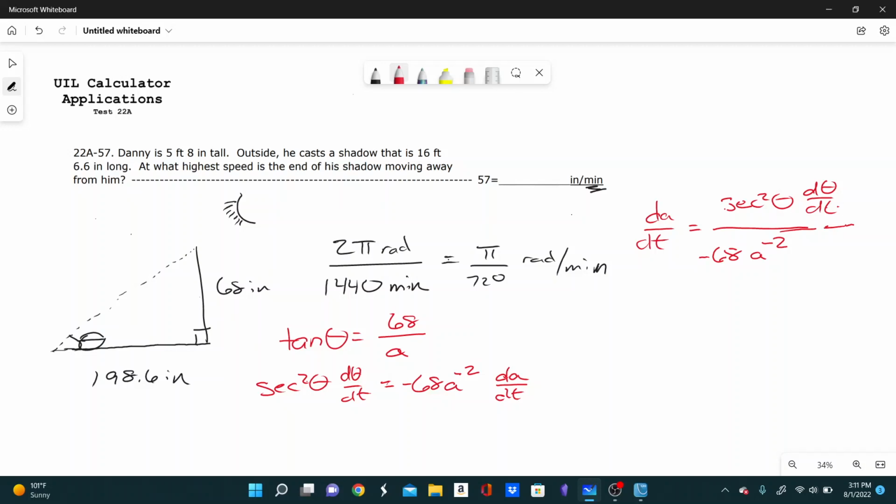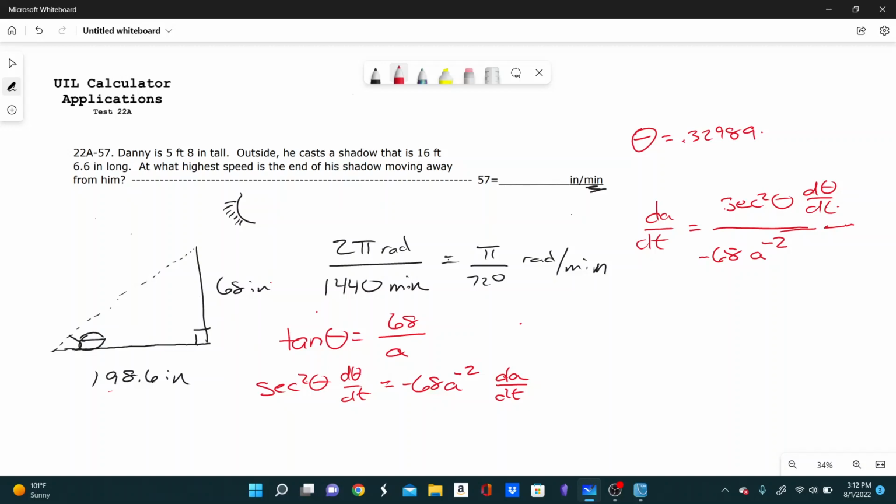So for theta, I can just use this triangle over here. I have the opposite side and I have the adjacent side. And so theta will be the inverse tangent of 68 over 198.6, which is theta equal to 0.32989.